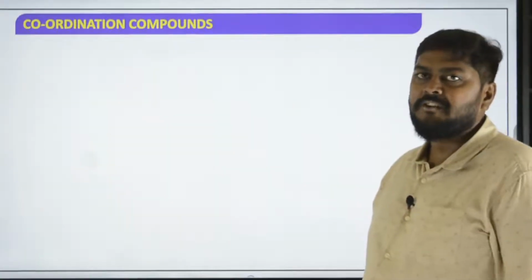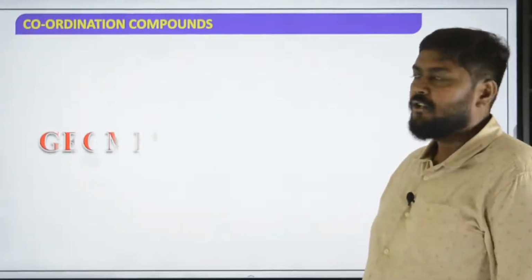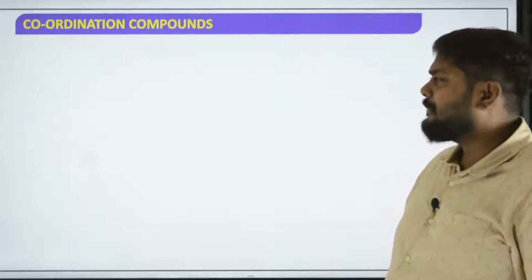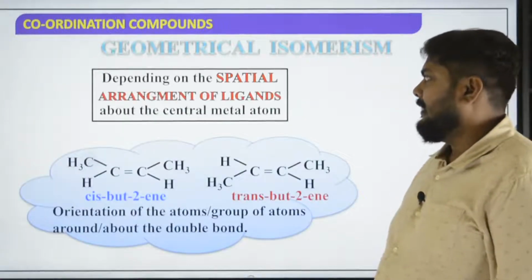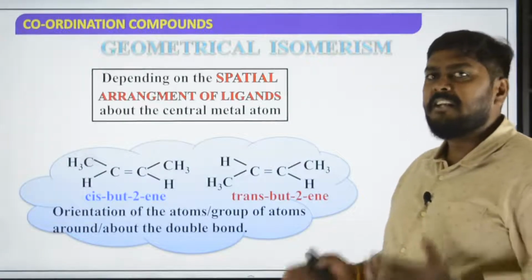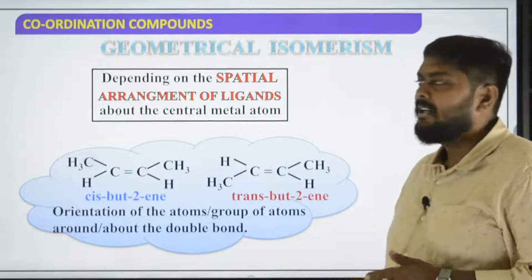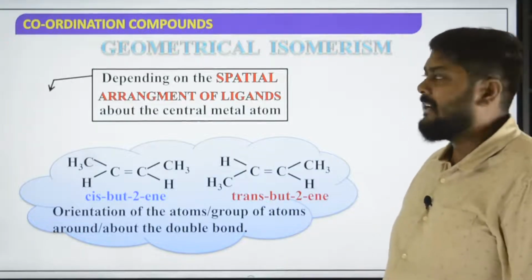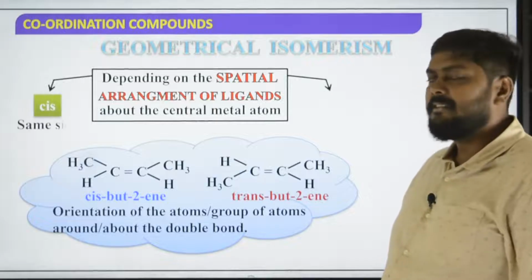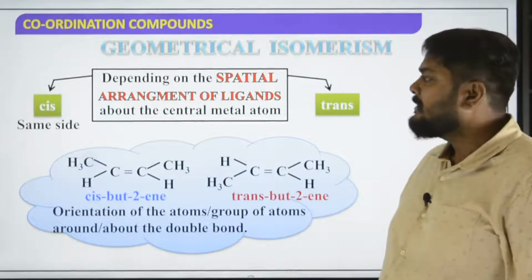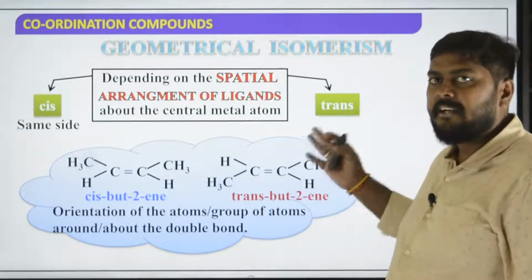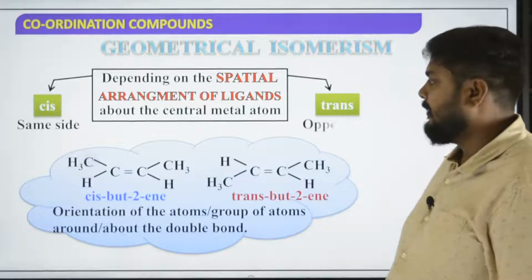Next one is stereoisomerism. In stereoisomerism, the first one is geometrical isomerism. Geometrical isomerism varies based on the spatial arrangement of the ligands, right? It may be cis isomer or trans isomer. Cis means it will be on the same side, trans means it will be on the opposite side, right?